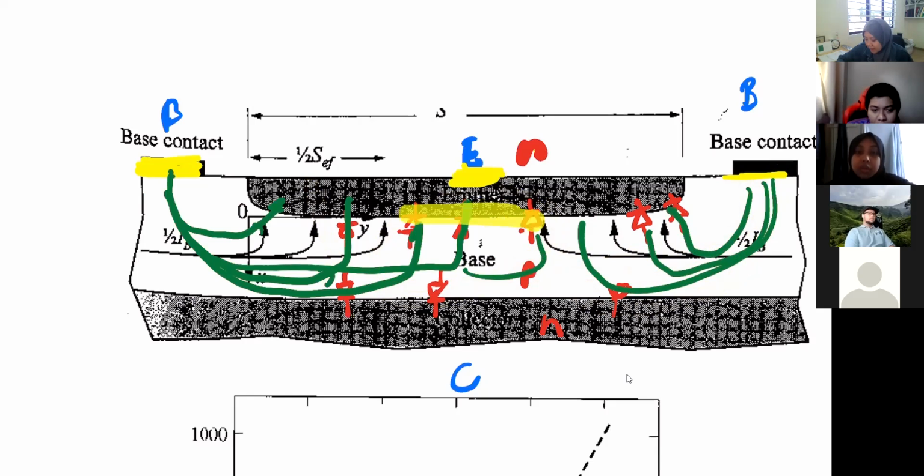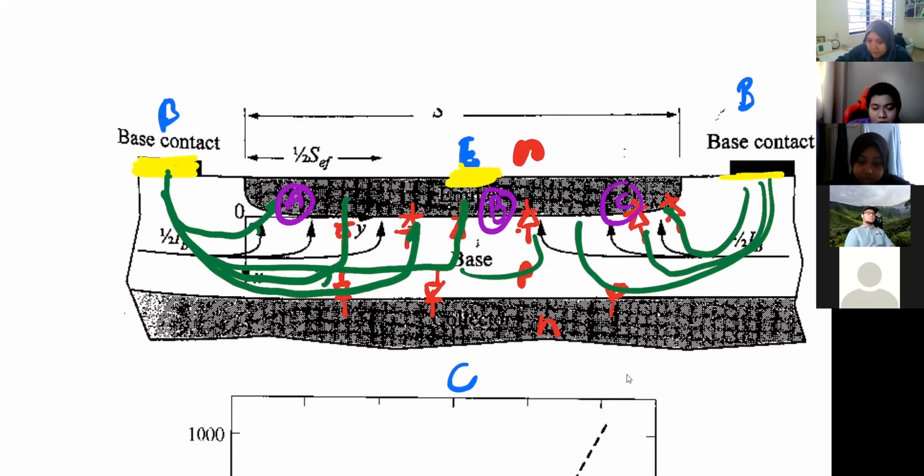The current at the junction here is high or low compared to the sides? Let me write a little, a question. So we have region A, region B, region C. Which region has the highest current? Which PN junction region? Because each of A, B, and C has a PN junction, so there is a diode. Which gives you the highest current?